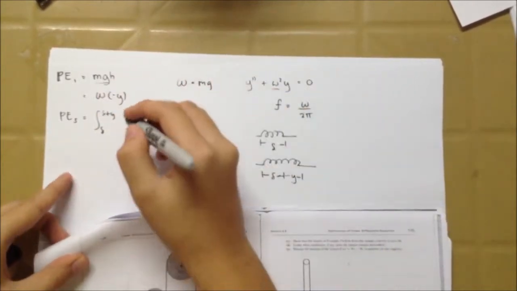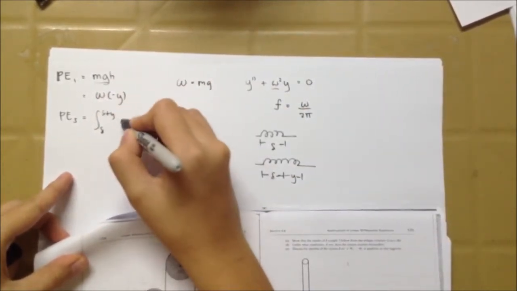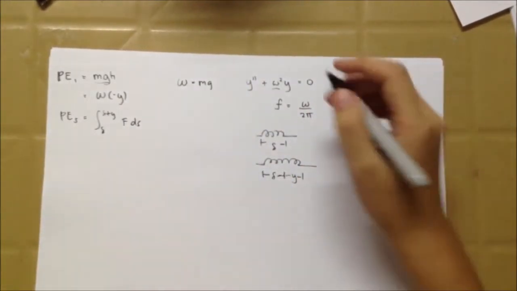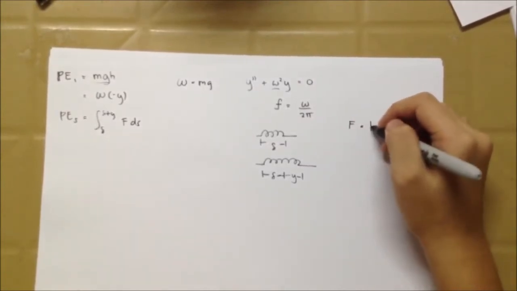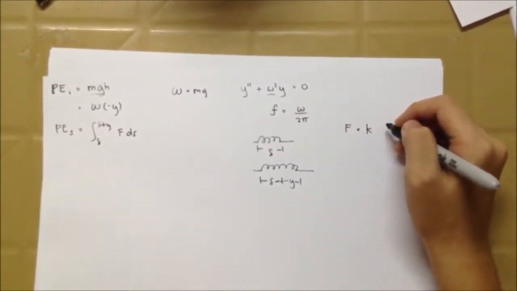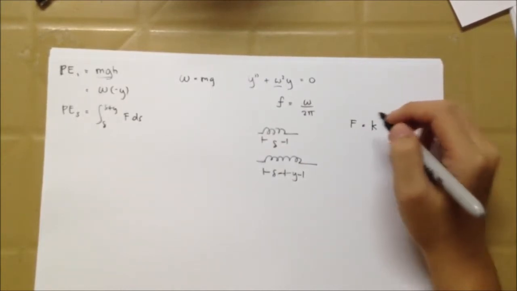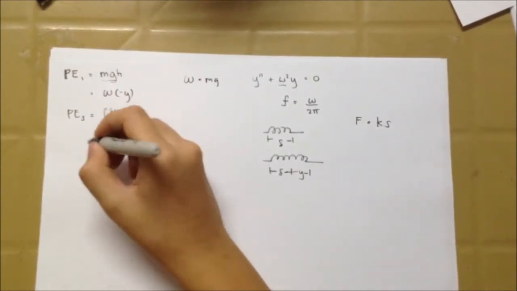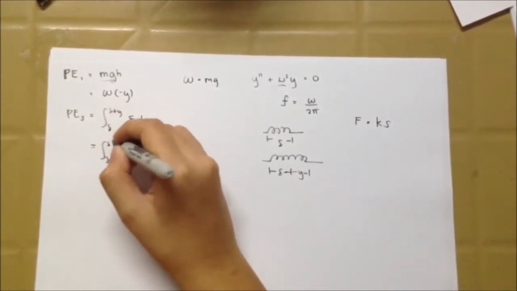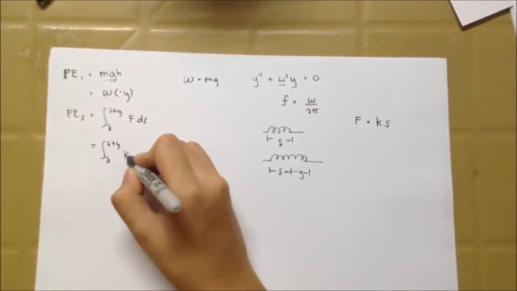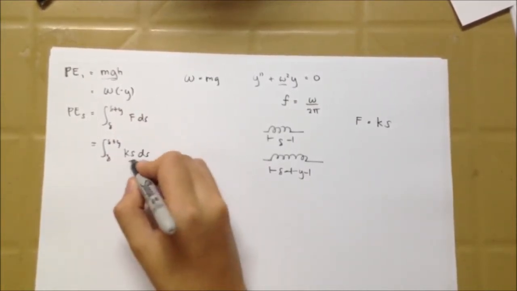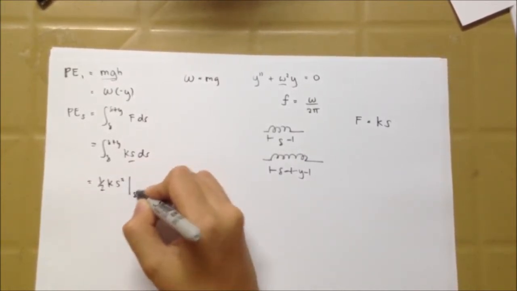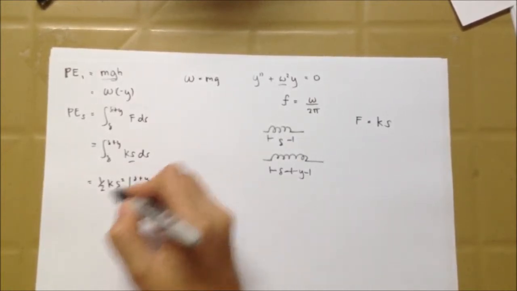And the work here is just force times ds. And recall that your force follows Hooke's law, where your force is just equal to the spring constant k times the length that your spring stretched, which is s. So from here, I can rewrite this as the integral from delta to delta plus y of ks ds. Now integrating this with respect to s, I have 1/2 k s squared evaluated from s equals delta to s equals delta plus y.